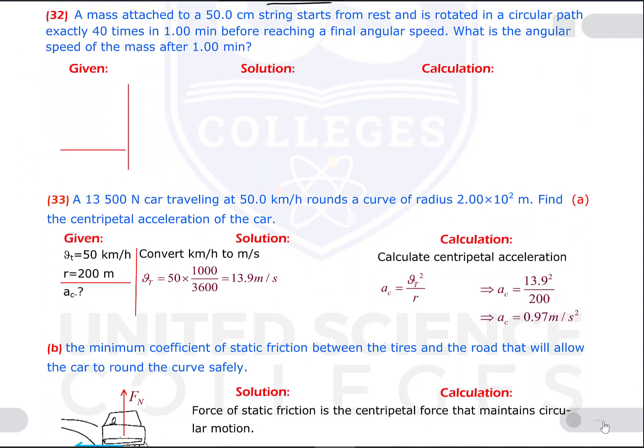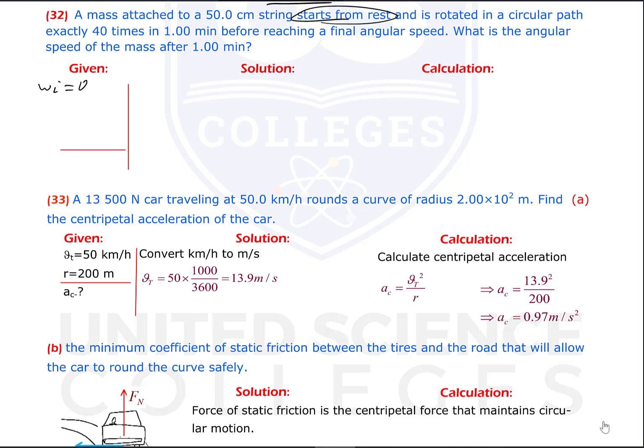Question number 32. A mass attached to a 50 centimeter string starts from rest. Again, starting from rest, so omega initial is 0. If an object starts from rest, this is an accelerated motion.